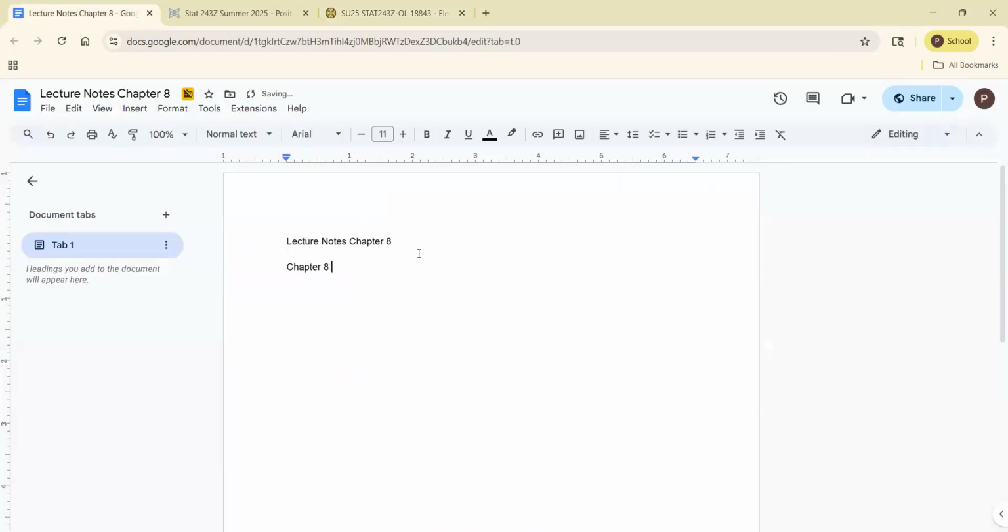Chapter 8 is about relating two continuous variables. So far we have focused on one variable at a time, like the mean weight of eggs. In this chapter, we relate two continuous variables to each other.